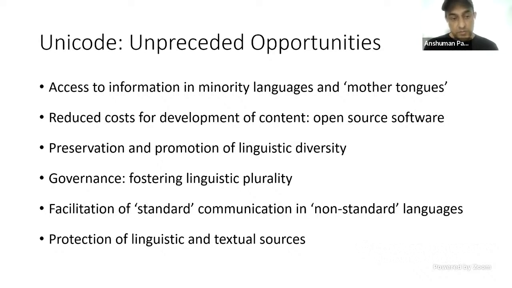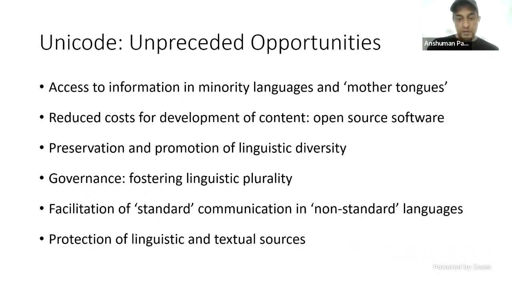And it has also enabled nations across the world to implement some sort of digital governance that allows for the fostering of linguistic plurality, so that people in a resource-constrained country don't have to choose to provide developmental support for language A versus language B. They can say, okay, we've cut out the technological impediments to linguistic support through the help of Unicode, so now we can maybe spread the wealth around a little better. And it allows for facilitation of standard communication in non-standard languages, kind of pointing back to the governance and the promotion of linguistic diversity.